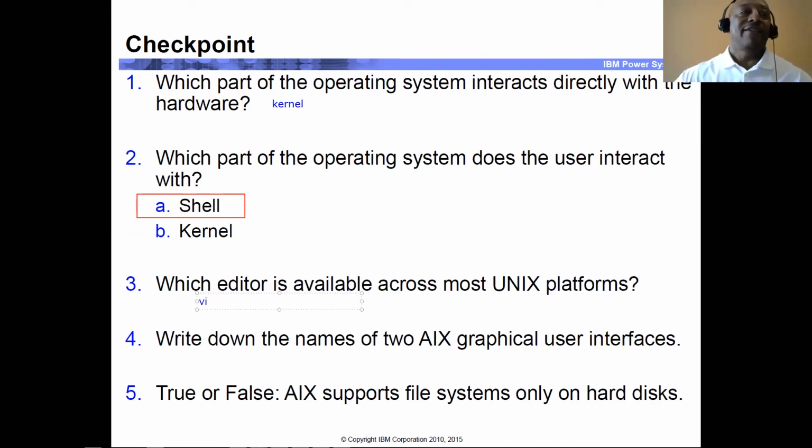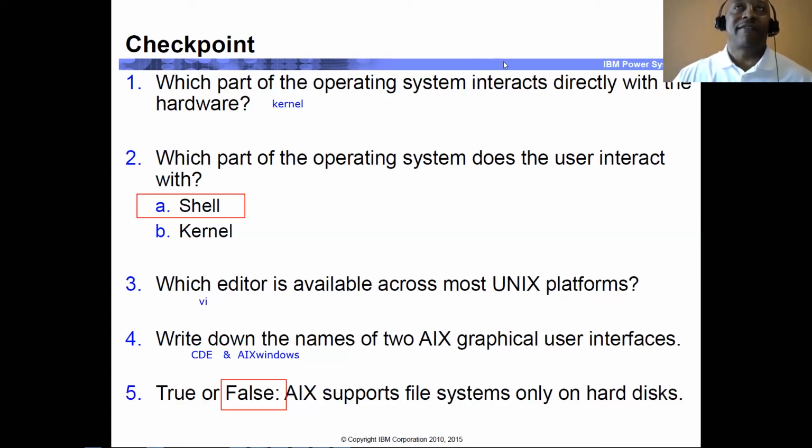Question number four, what are the two graphical interfaces that we had a discussion about? It was CDE and what else? AIXwindows, what we call Motif windows, original windows, native windows, AIXwindows. Question number five, true or false? AIX supports file systems only on hard disk or physical volumes. False. That's false because of NFS, or network file systems, CD-ROM, among other file system types.